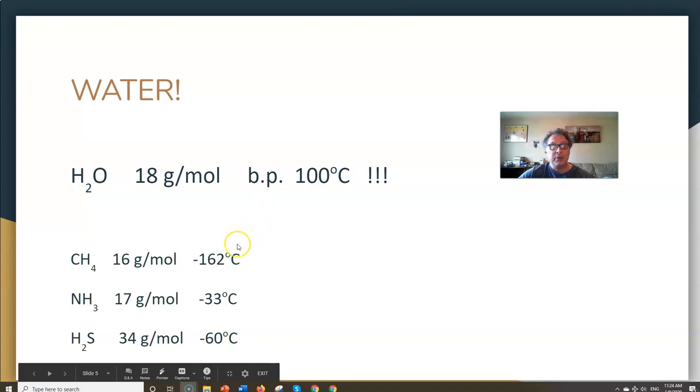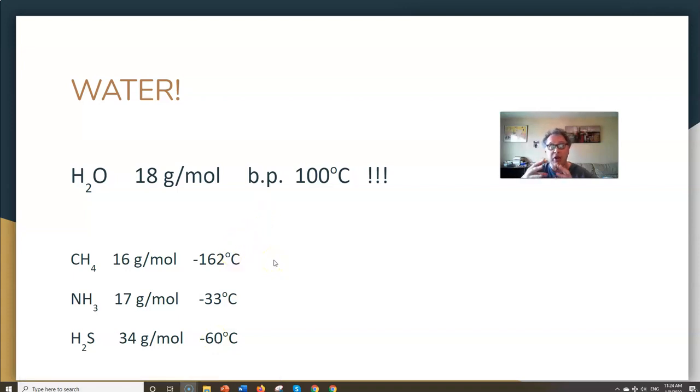And remember, boiling point has to do with how strong the forces are that hold the molecules together in the liquid state. So there are tremendously greater forces operating between water molecules than between any of these other molecules, and those forces are hydrogen bonding forces, and they're very significant.